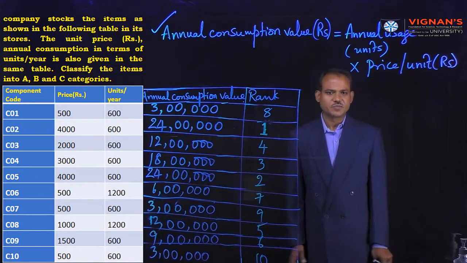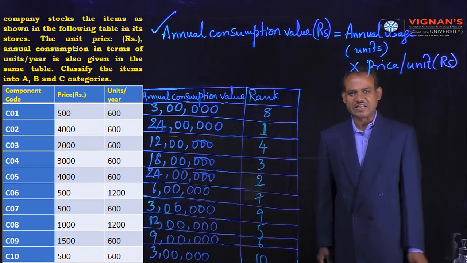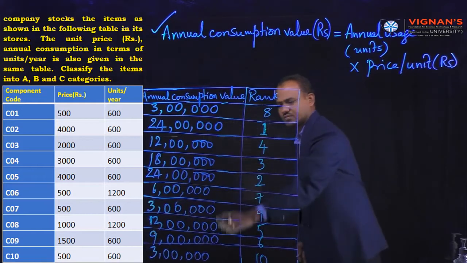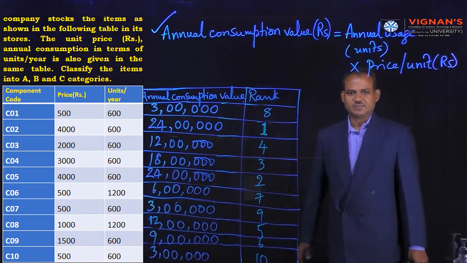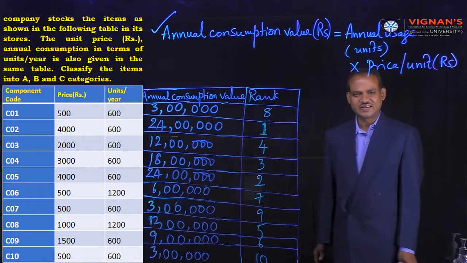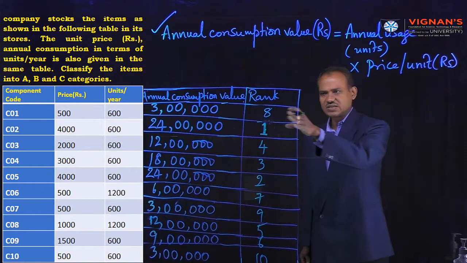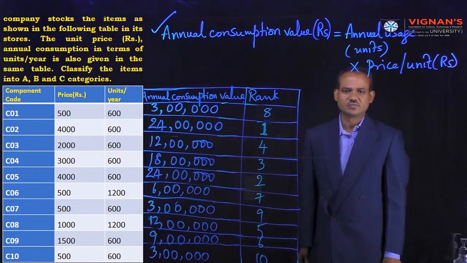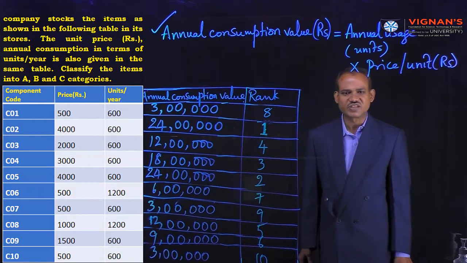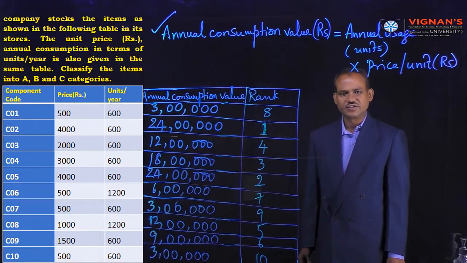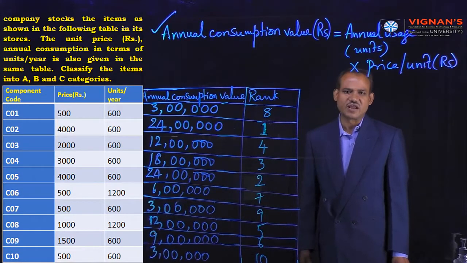In the first step, we have calculated the annual consumption value for each item. Okay. In the second step, assign rank to each component or each item based on descending order of their annual usage value. We are going to give rank based on descending order of their annual usage values.